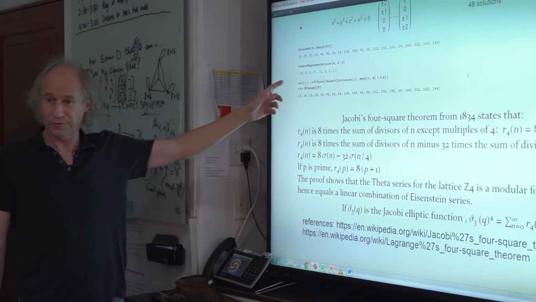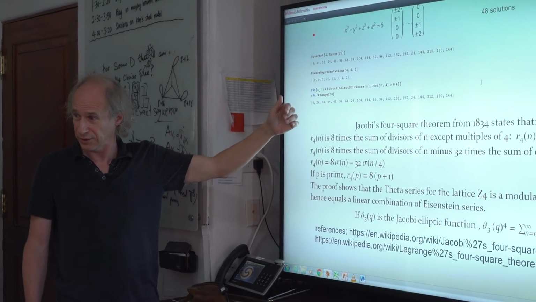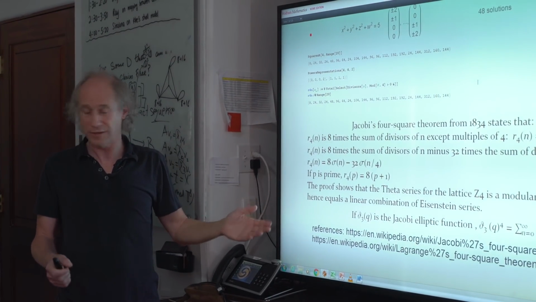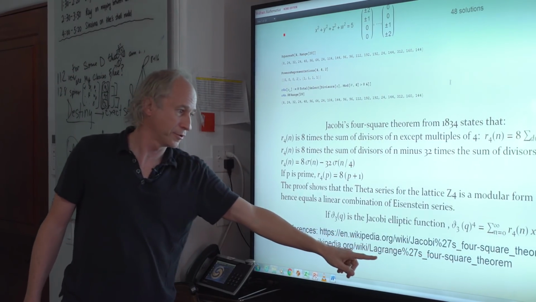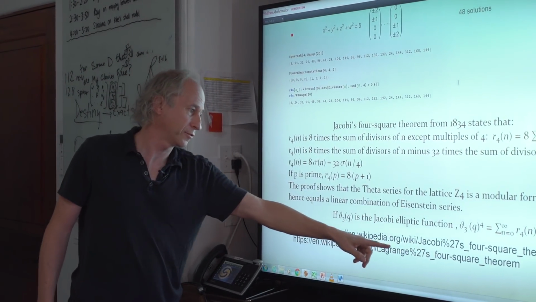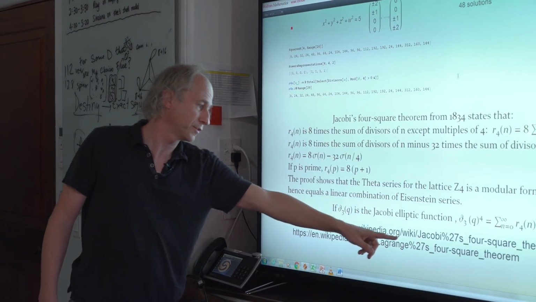So for 4 dimensions, there is always a solution. And this is a theorem named the four-square theorem by Lagrange. And also by Jacobi, there is a similar theorem.